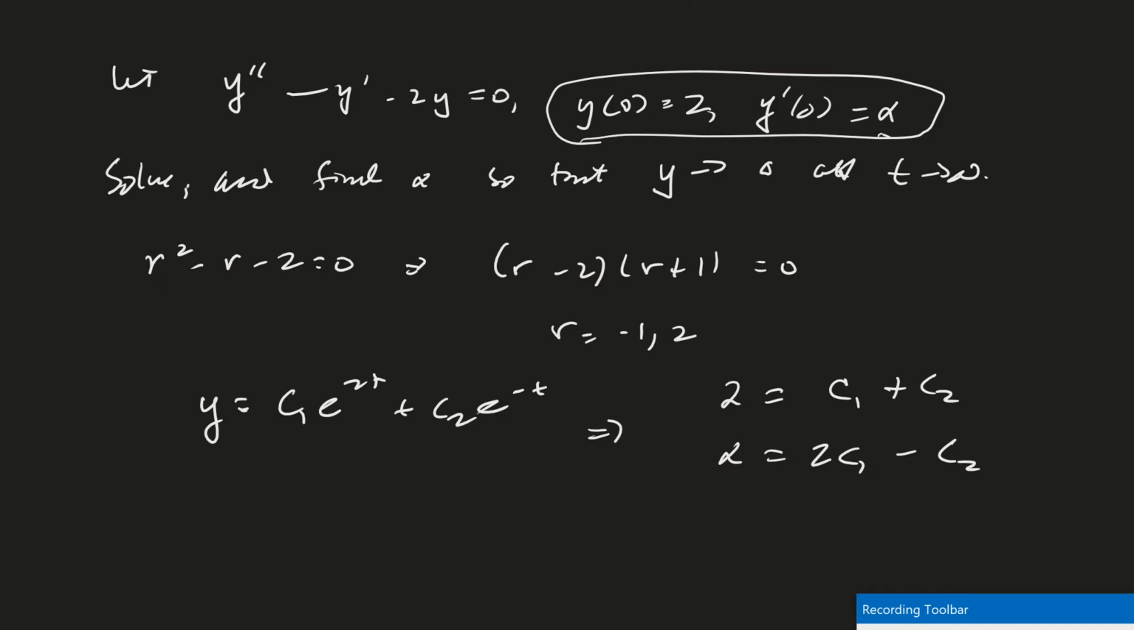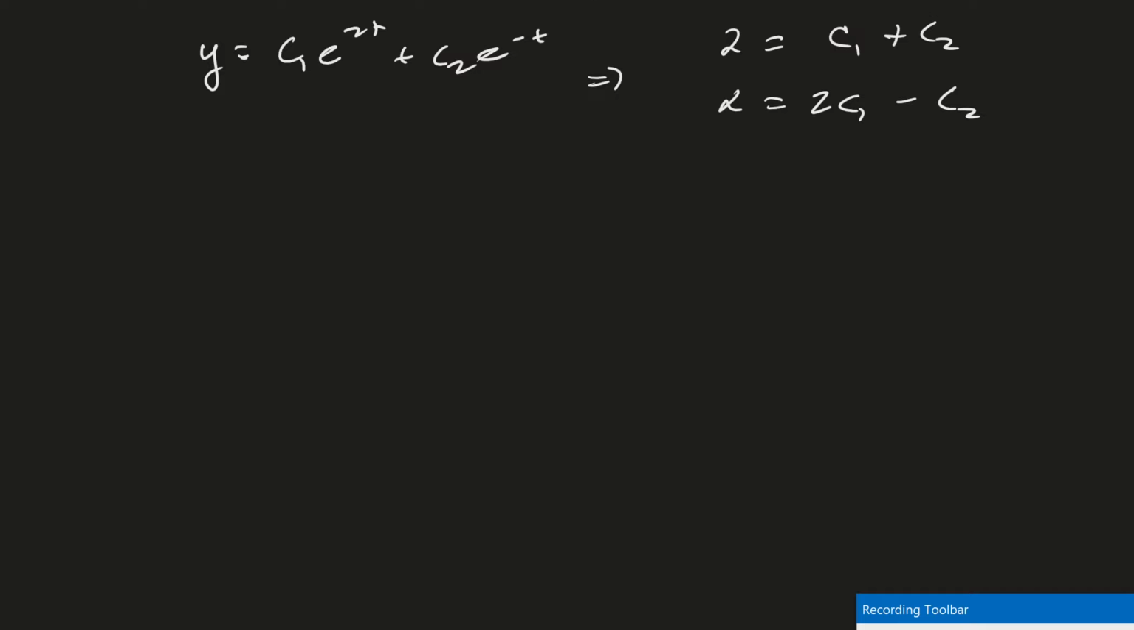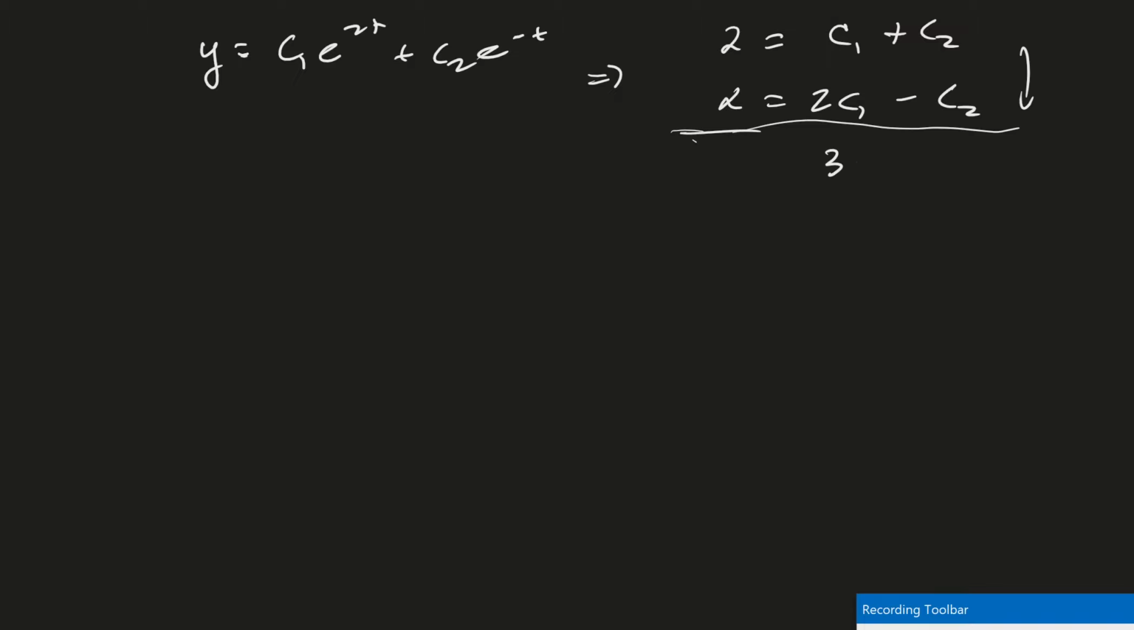Okay, so now at this point you could use Cramer's rule to figure out what the full solution is. You could also just add straight down to eliminate a variable. 3c1 is equal to 2 plus alpha, or alpha plus 2. So c1 is alpha plus 2 over 3. And then it turns out that c2 is going to be 4 minus alpha over 3. I'm running a little bit short of time, so I'll leave that for you. But that's our general solution.